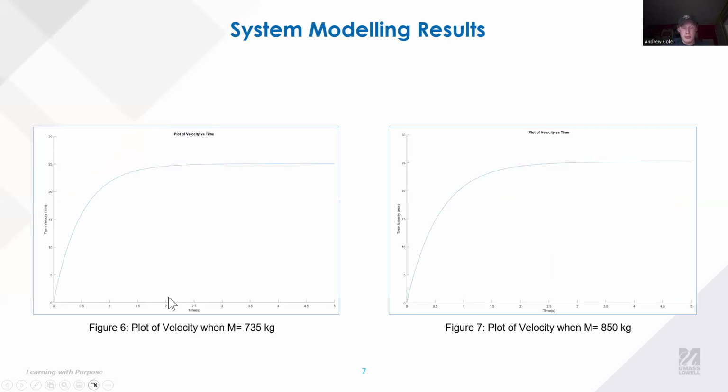So modeling results. One of the main goals of this modeling was to get the cart to 25 meters per second in velocity in a time of about 2.8 seconds. So I verified the system using two different masses. I looked up the average mass of a roller coaster cart, which is about 735 kilograms. And I also modeled it using 850 kilograms. In both times, I was able to get the results in about 2.8 seconds. And with 735 kilograms, the velocity was 25.07. And with 850, it was about 25.12. So very consistent across the PID and very little steady state error when going across both models.